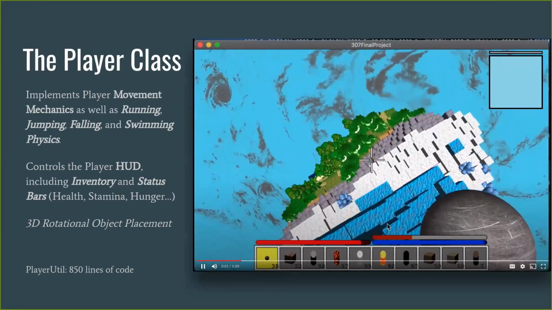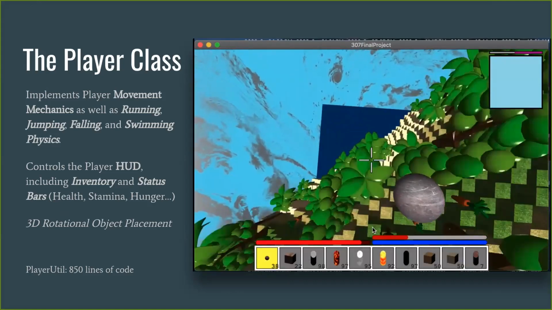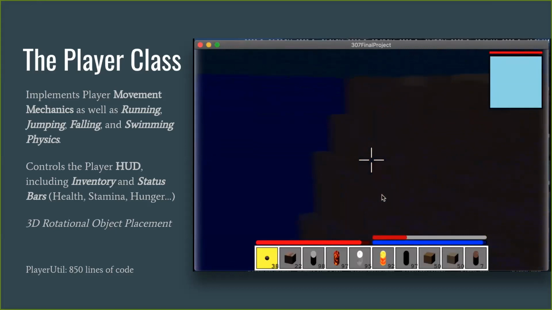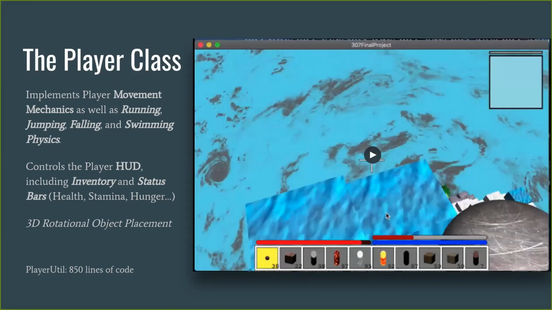The player class implements all movement mechanics as well as running, jumping, falling, and swimming physics. It controls all other aspects of the game, including the HUD, the inventory, status bars for health, stamina, and hunger, which all interact with the movement system as well.